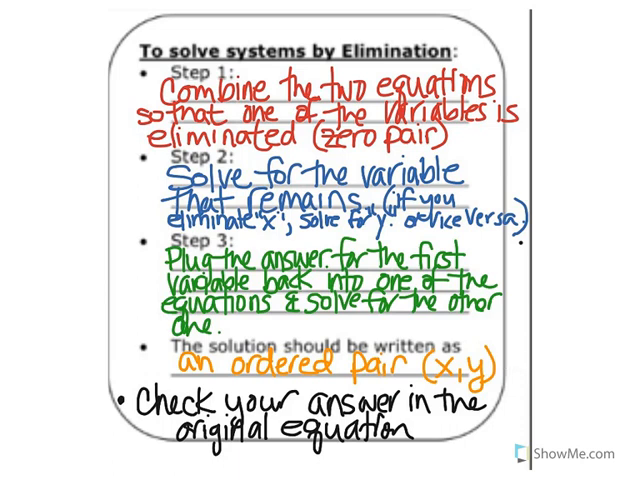Now, the one thing that'll be perhaps a little bit different today than yesterday is this first step, in that combining the equations to make the zero pair might not be quite as straightforward as it was yesterday. We'll have to get a little bit creative to figure out how to get our variables to eliminate. So you'll see when we do the first one. So let's take a look.